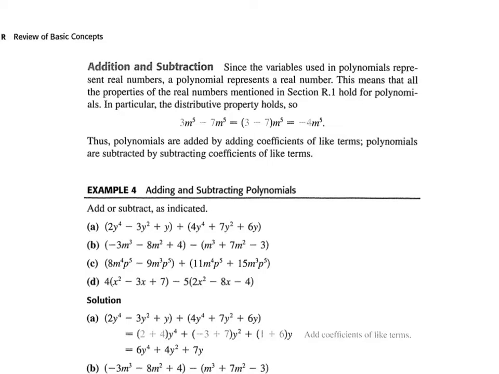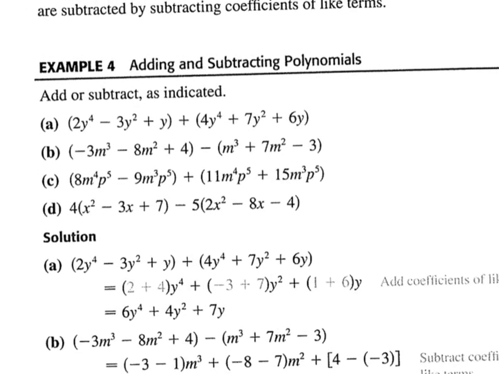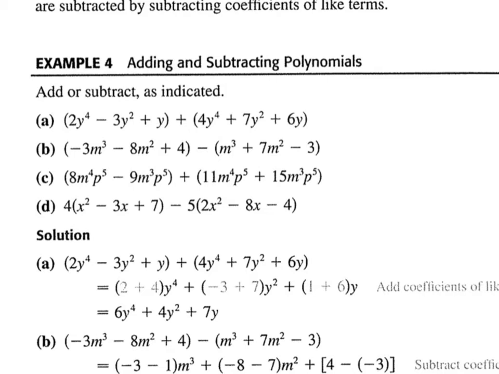Okay, so what we were saying before, you can add and subtract like terms. So I'm just going to pull example A. This is addition, so I don't have to worry about the sign in between. I'm just going to combine like terms. So I've got a y to the 4th and a y to the 4th. Add those together. 2 plus 4 is 6y to the 4th.